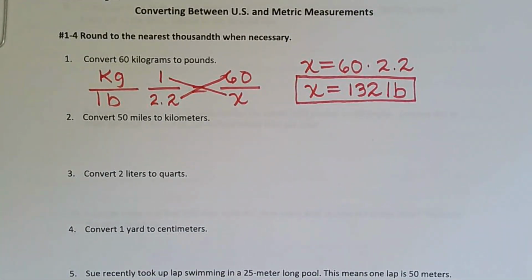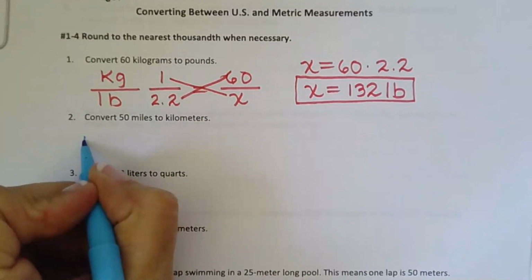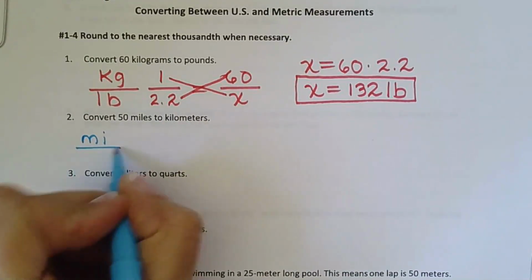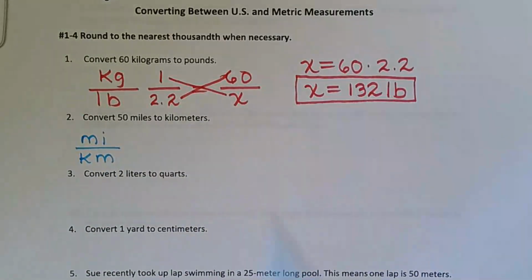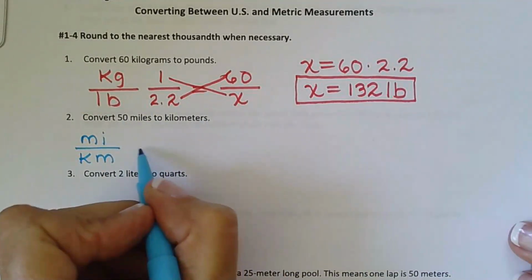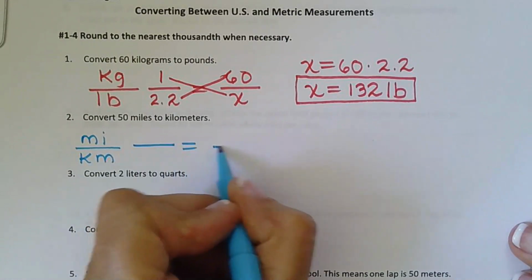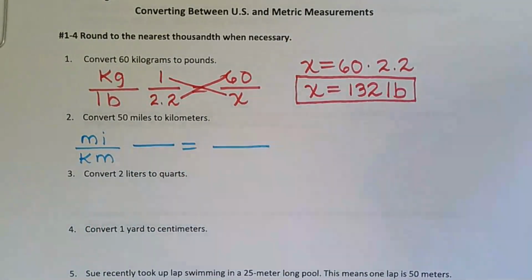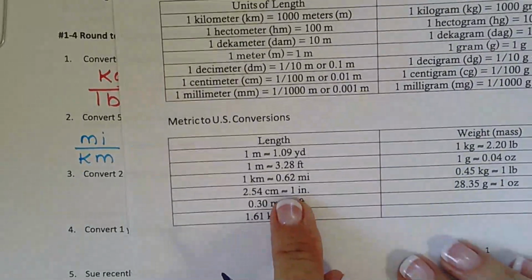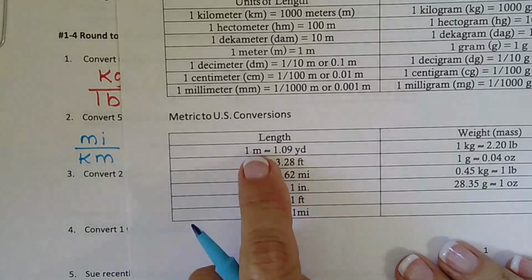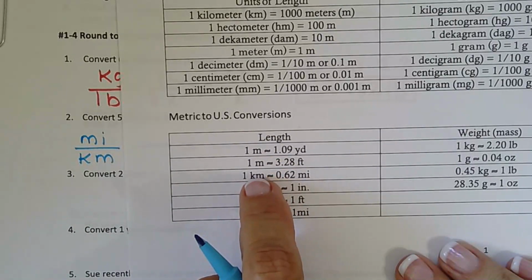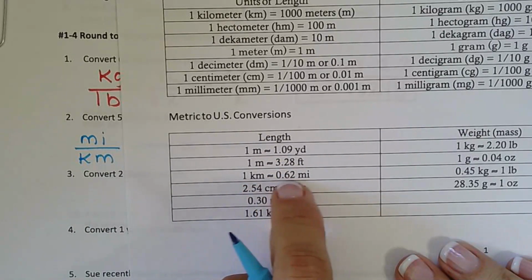Okay, so next we're doing miles to kilometer. Same thing. So we write miles. Like I said in the first video, I usually just keep it in the same order of the problem just for ease. Miles, kilometer. And then I set up my fractions, and the first one is always from the formula sheet or the conversion sheet. So I just go to the first one, that's miles and kilometers, right there.